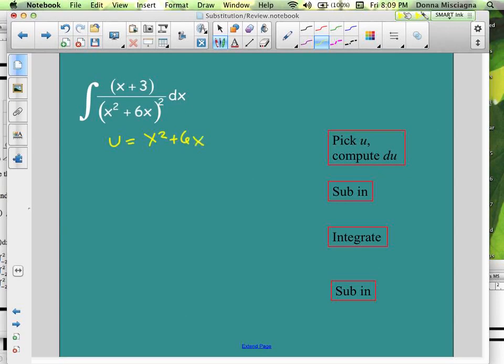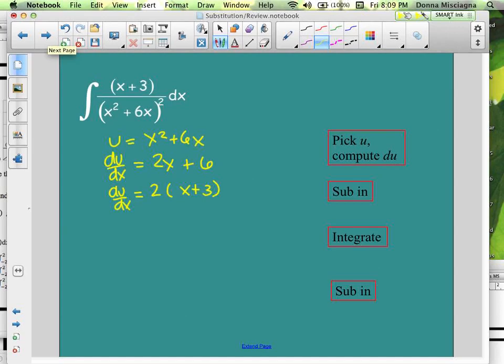x squared plus 6x, take the derivative. So du with respect to x is going to give us 2x plus 6. I don't see a 2x plus 6. Well, let me factor. I see a common factor, though. So let me pull out that common factor, that 2. Well, now I've got x plus 3. Well, I do see an x plus 3.